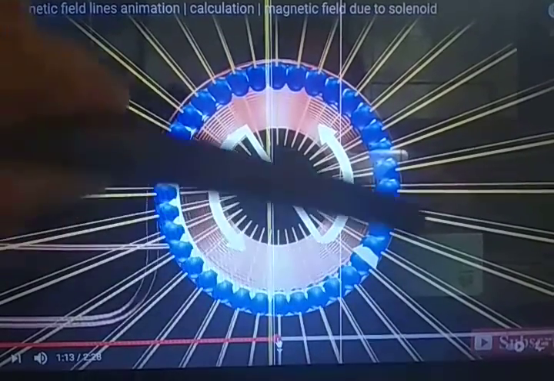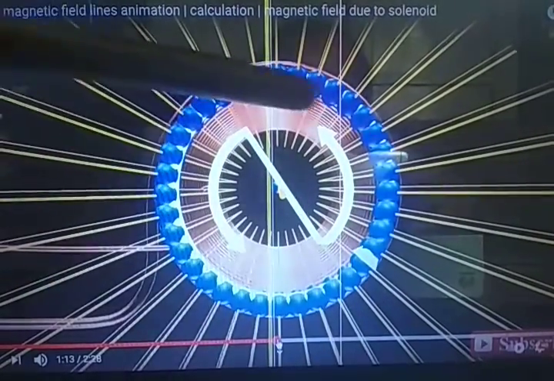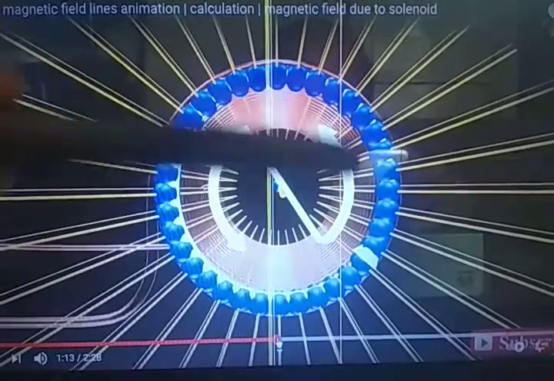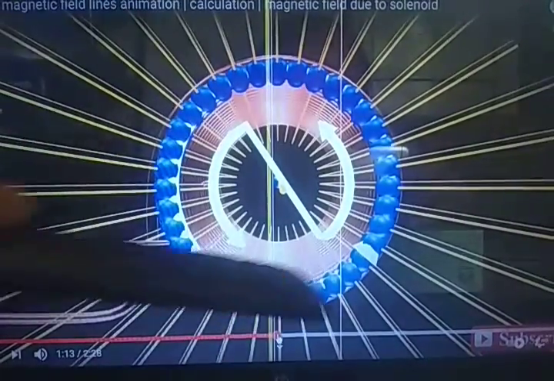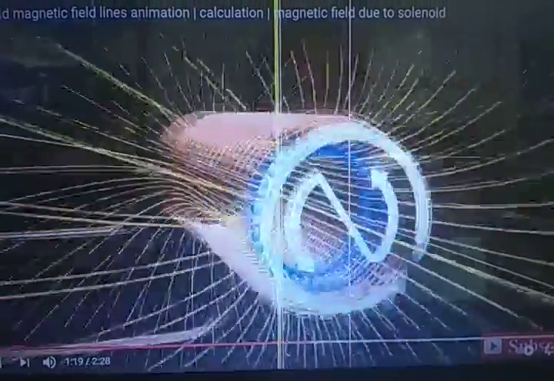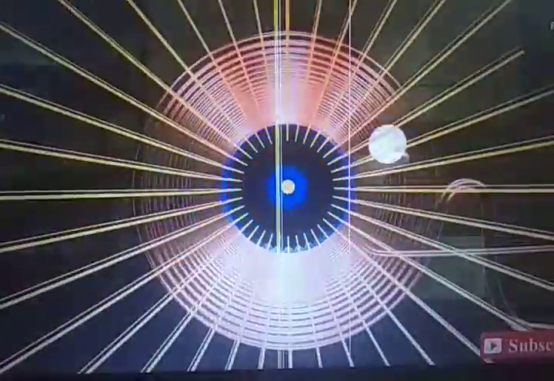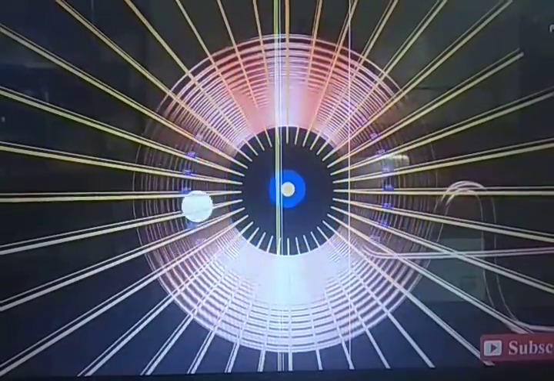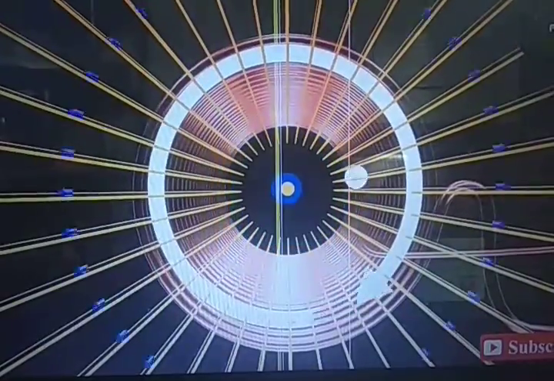Here the current is flowing in this direction, that is anti-clockwise. You can see the arrow mark: the current is flowing in the anti-clockwise direction, so that is a north pole, like a capital N. And once again, the south pole: if the current is flowing in this direction, the clockwise direction, then it is a south pole.